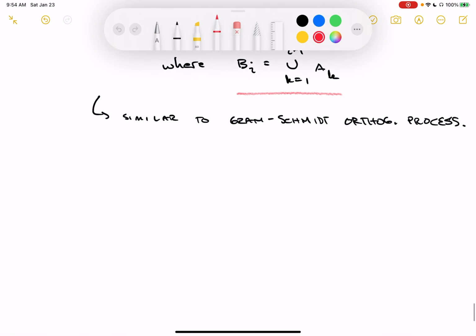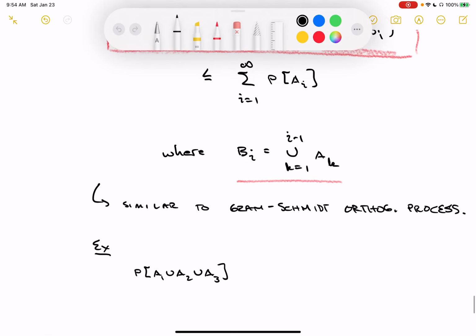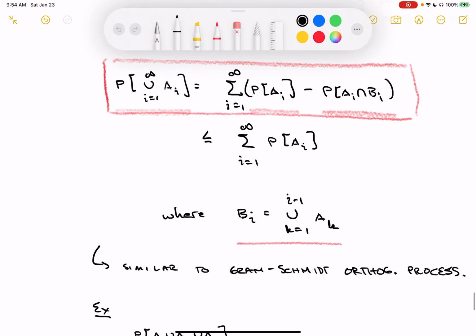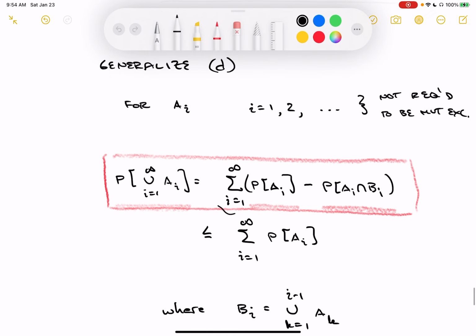I'm going to go ahead and just do the next one up on this. As an example, let's look at the probability of A1 union A2 union A3. This is one more element than what we dealt with before. This is three pieces all added together that are not necessarily mutually exclusive, and I want to know what they look like. If I look at the overall equation in here, I'm going to start out at i equaling 1.